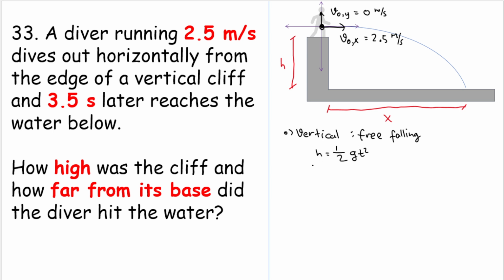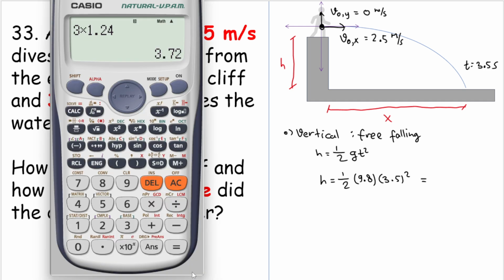Okay, and then we are looking for h here, so let's just plug that in. So we'll have 1/2, and g is 9.8. Okay, and then t squared. T is 3.5 seconds, right? So the time here is 3.5 seconds. Let's just plug that in, 3.5, and that will be squared. And I think we will have the result here. Let's just plug that in and get the numerical result.